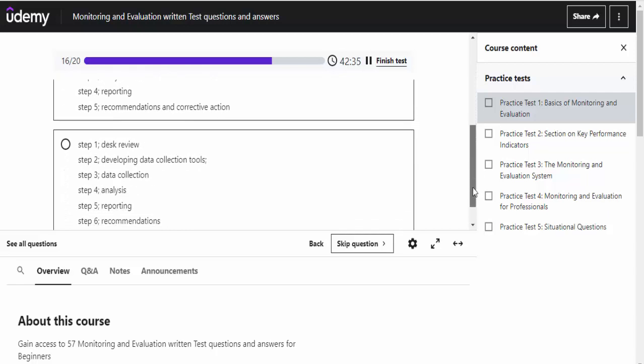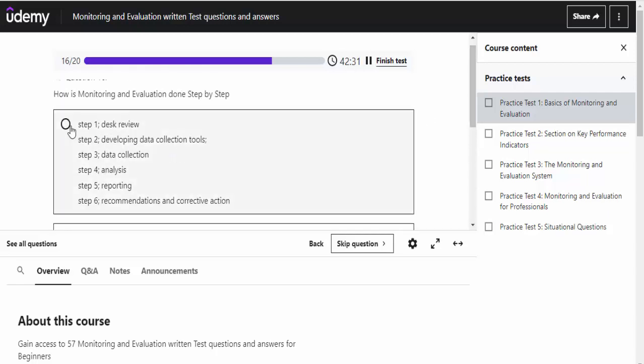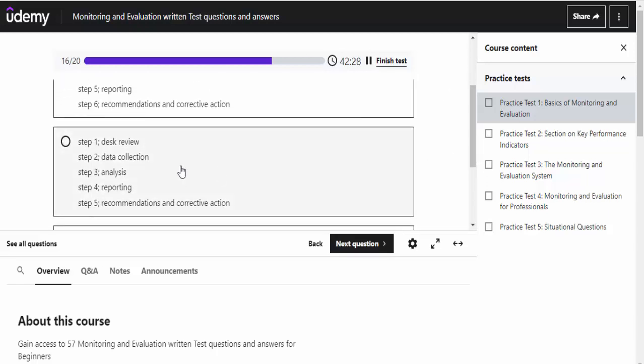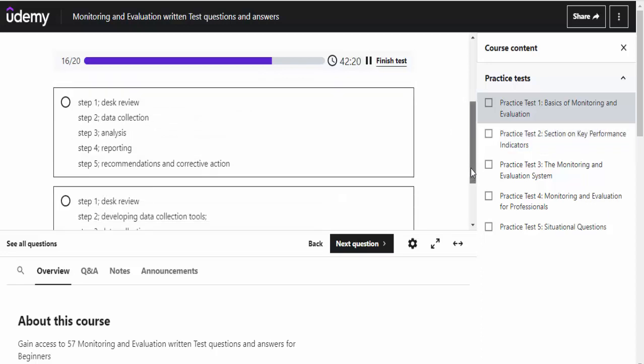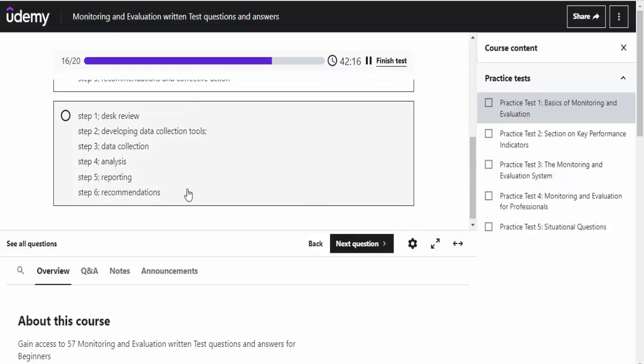Okay, so I can see already what is missing. So clearly it's A. Clearly, because if you've noticed in the second answer, what is missing is the development of data collection tools. And in the third answer, what is missing is the corrective action. Whenever you're doing M&E, there has to be some corrective action taking place.